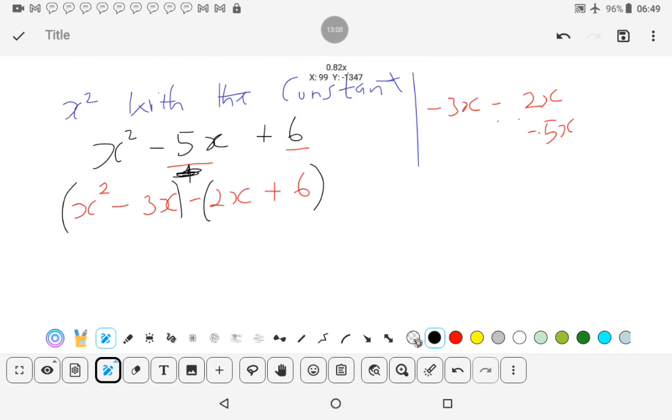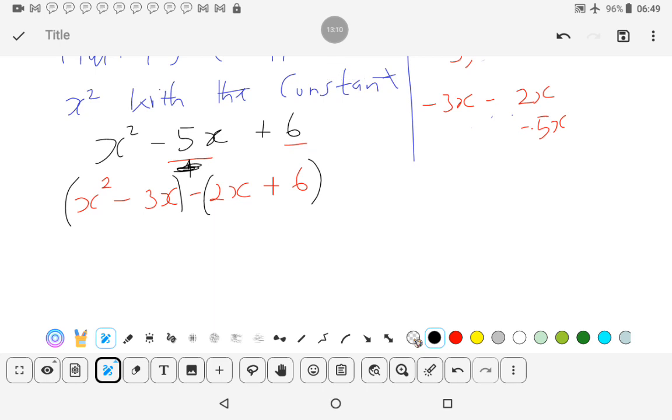So the next thing to do now is to factor out. So let's look at the first bracket here, and see what is the common factor there. The common factor there is x, because x is common to x squared, and is also common to 3x. So you bring out the common factor x.